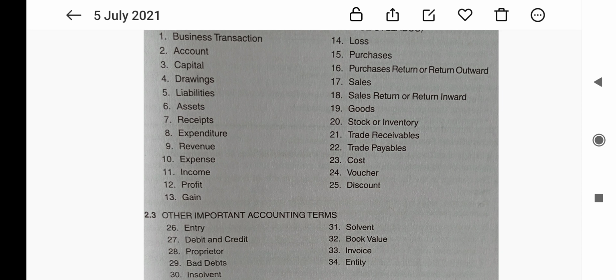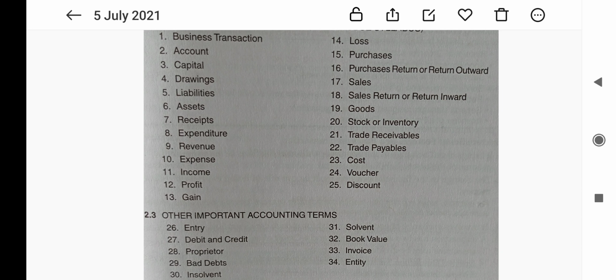Then the next term is profit. The definition is that it is the excess of total revenues over total expenses of a business enterprise for an accounting period. Generally, profit may be categorized in two ways. Number one is the gross profit, number two is the net profit.